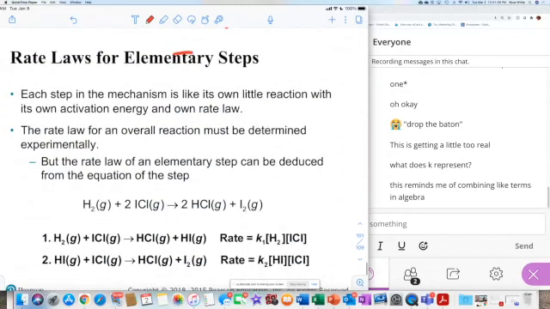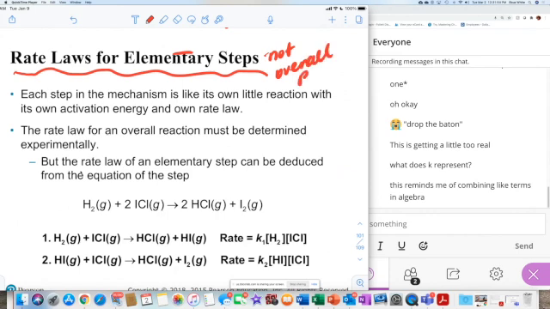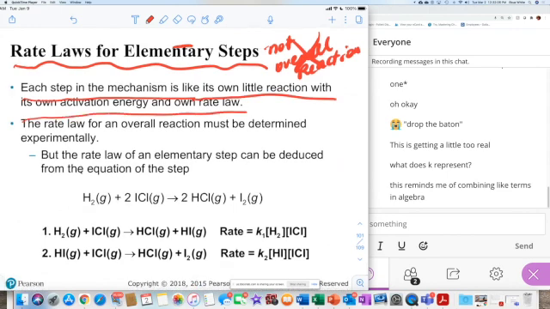Okay, now that we know that, we're going to be practicing our own rate law writing. So we're going to be writing rate laws for elementary steps. Remember, you can only write a rate law for elementary steps, not overall. You cannot write a rate law for the overall reaction, right? But you can do it for an elementary step. So we're told each step in the mechanism is like its own little reaction with its own activation energy and its own rate law. So the rate law for the overall reaction must be determined experimentally.